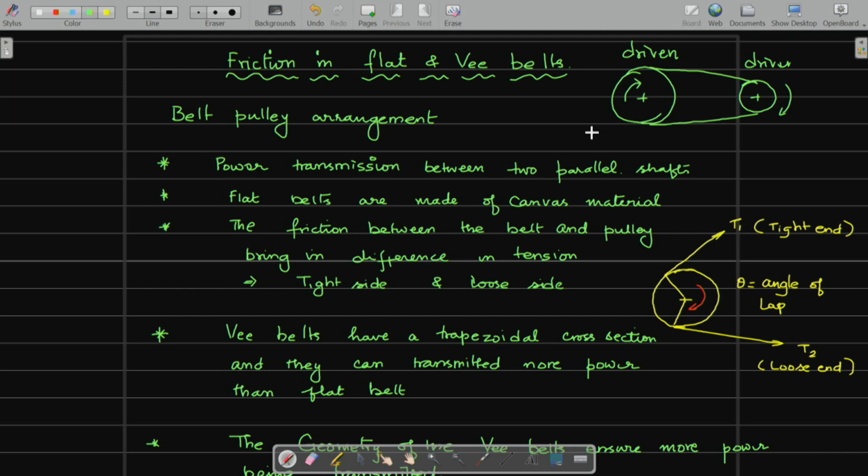Usually, flat belts are made out of canvas material. In flat belts or V belts, there is a difference in tension between the tight end and the loose end. One side of the belt is tight while the other is loose when it is in operation. I have shown a simple sketch wherein the tight end is in the direction in which the power is transmitted, and the other end is loose, which is coming in. If I call the tension at the tight end T1 and T2 the tension at the loose end, theta is called the angle of lap. The angle of lap is the angle which the belt makes on the pulley. This is for a flat belt in general.